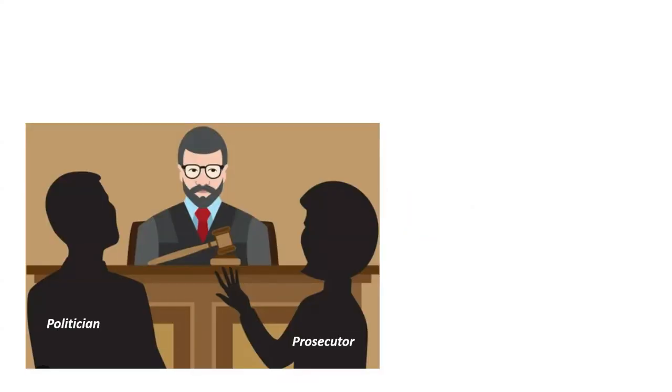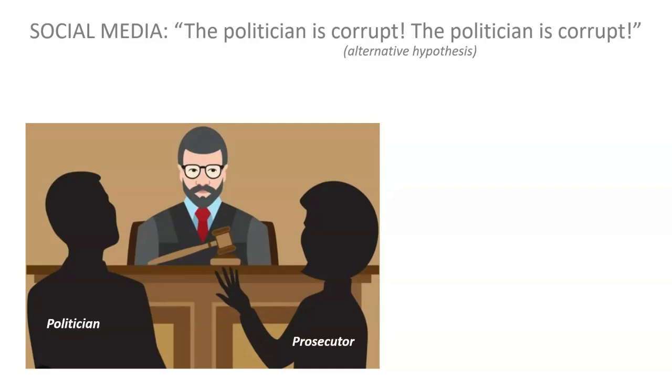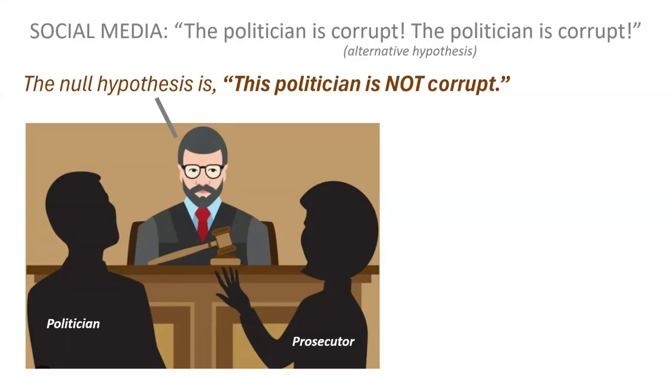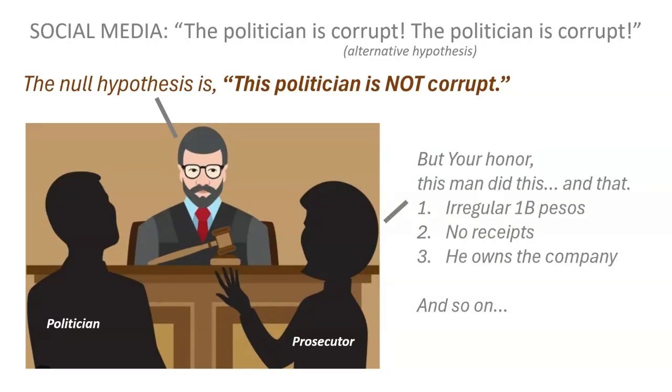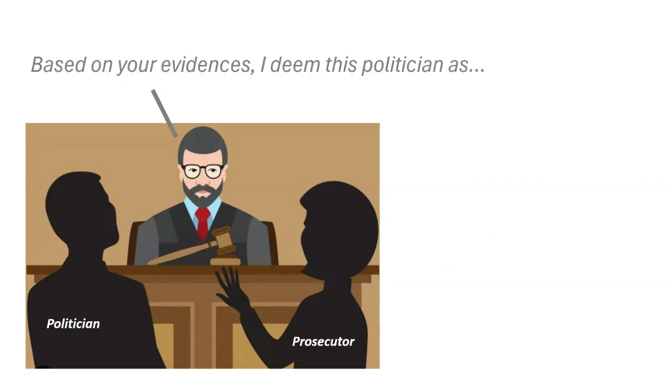Going back to the example of the corrupt politician. Inasmuch as we claim that the politician is corrupt, this is our alternative hypothesis. But courts always assume that every person is innocent or did not commit any crime. This is the null hypothesis. And it is the prosecutor's job to present the evidences that will fully reject this null hypothesis. And the judge eventually makes the best logical decision based on the evidences, whether guilty or not guilty.